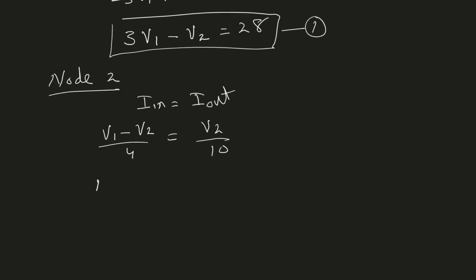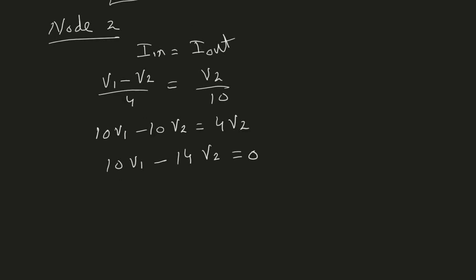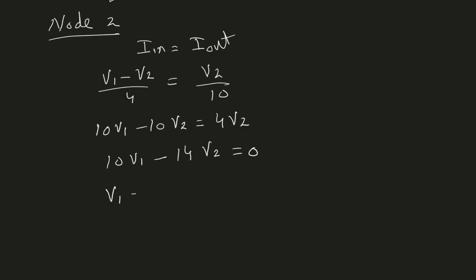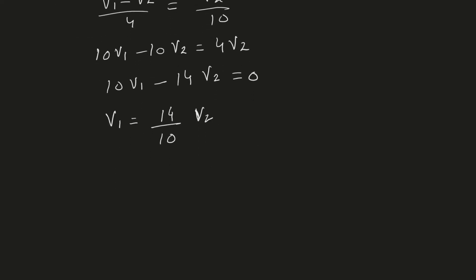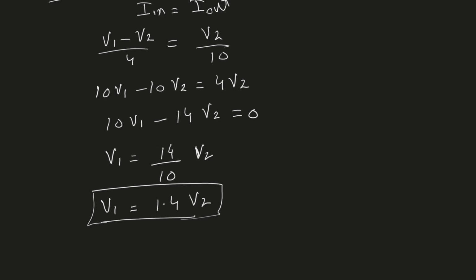Now I can write it as 10V1 minus 10V2 equals 4V2. And from here, I have 10V1 minus 14V2 equals 0. Or I can say that V1 is equal to 14 divided by 10 V2, and 14 divided by 10 is 1.4. So V1 equals 1.4V2. So this is my second equation. And this equation tells me the value of V1 in terms of V2.